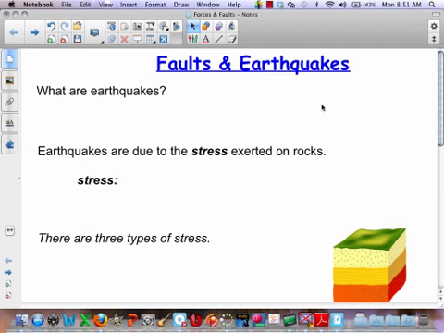Do the plates constantly, I guess, how should I put this? Incessantly, you guys know what that means? Non-stop. Are the plates always grinding against one another? No. Are they always in constant movement? So then what creates the earthquake?